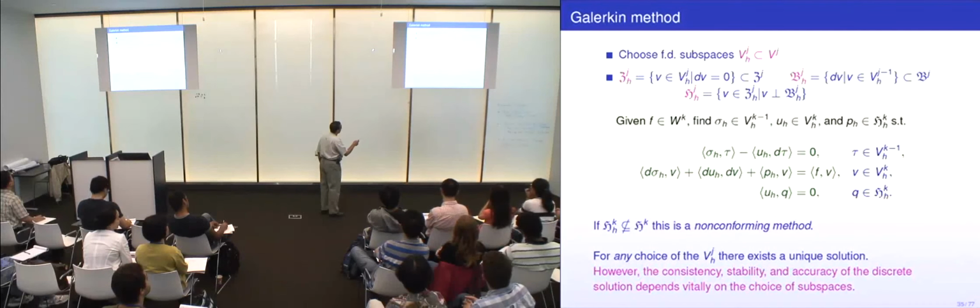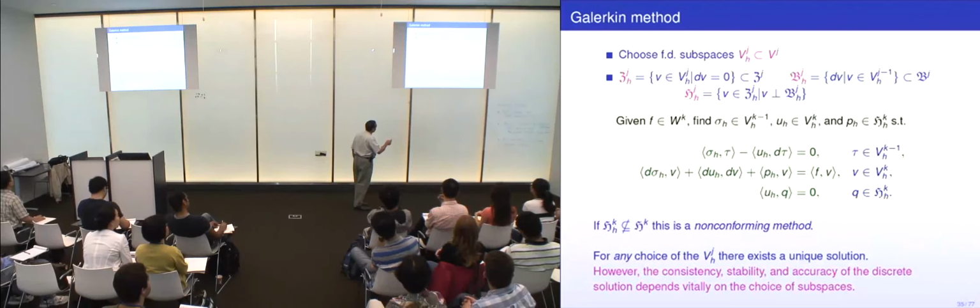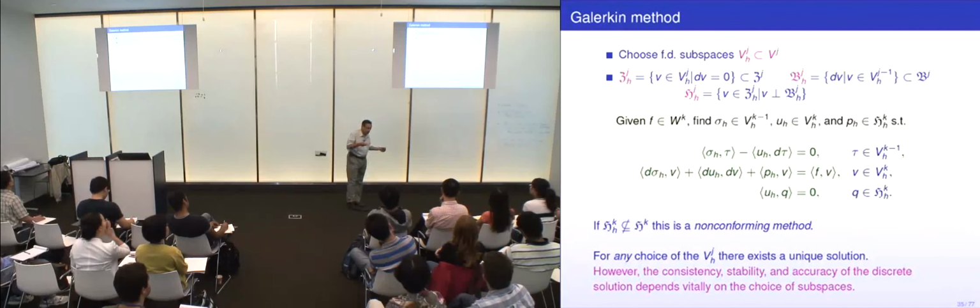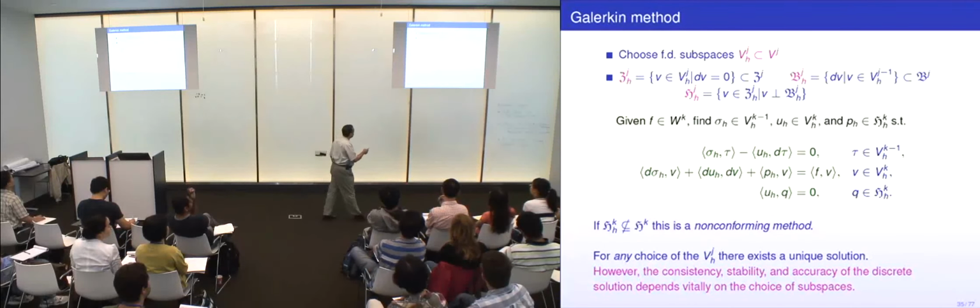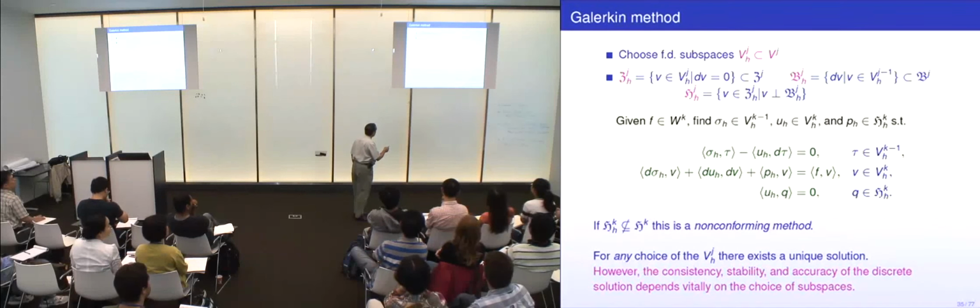Okay, now we have these spaces, and we use two of them, VK minus 1H and VKH, and the harmonic forms at the K level, and we do the Galerkin method in the completely obvious way. We have to find a sigma H in VK minus 1H, and a UH in VKH, and a PH in HKH that satisfy the exact same equations as the true mixed formulation, but with the test functions restricted to those spaces. Okay? Another way to think about it is that this is a discrete saddle point operator over these spaces, and we look for a saddle point.